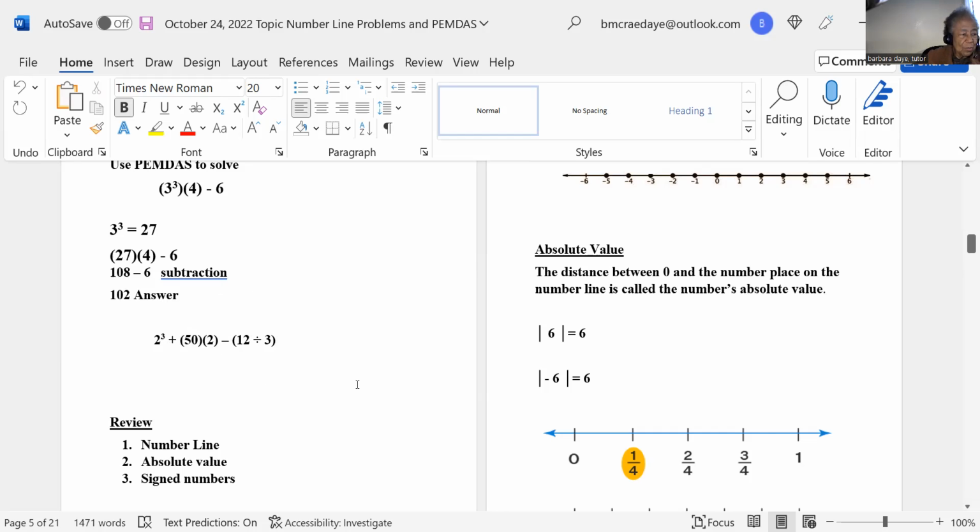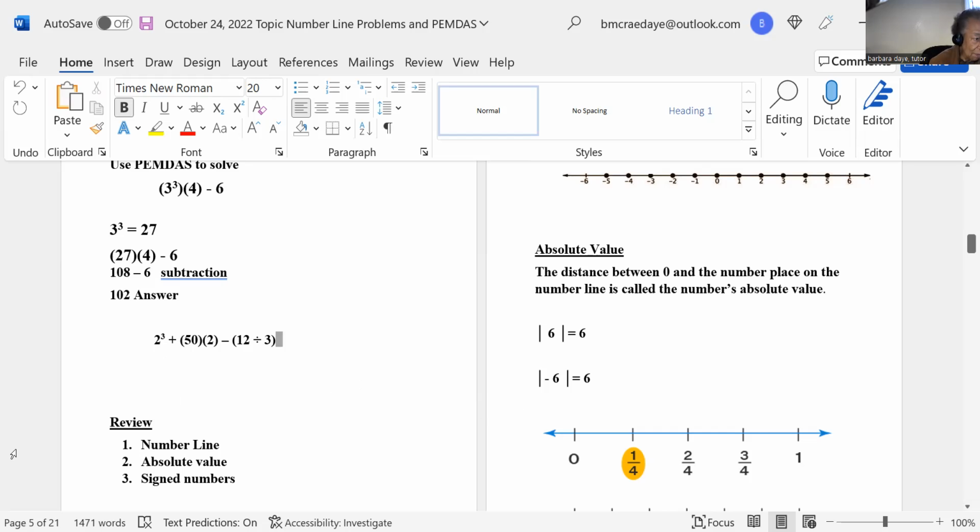So I want you to do this one. Tell me what you get. You know which one you do first, right? The adding. No, exponent. Remember PEMDAS? Oh, exponent you do first.